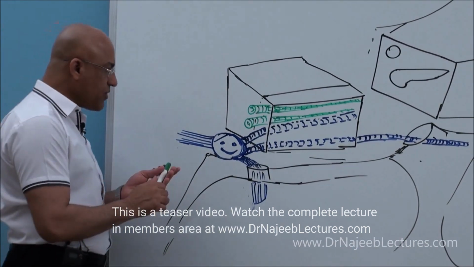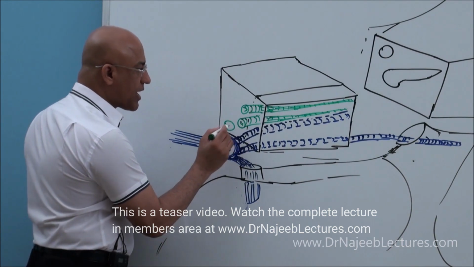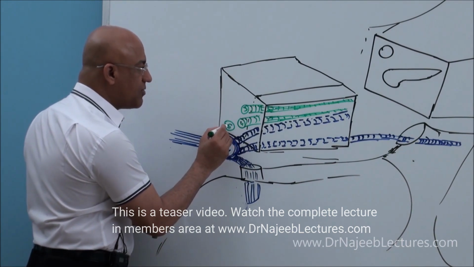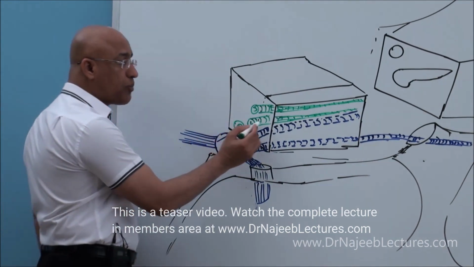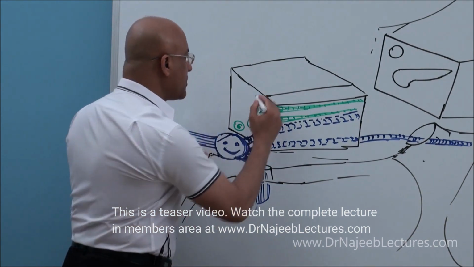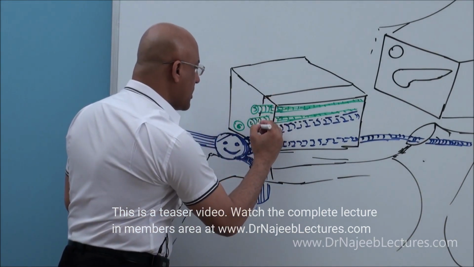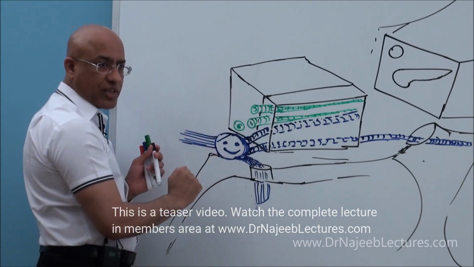And there is one very important nerve which is in the cavity, and this is the sixth nerve or abducent nerve. The abducent nerve is not passing through the lateral wall. The abducent nerve is passing through the cavity.